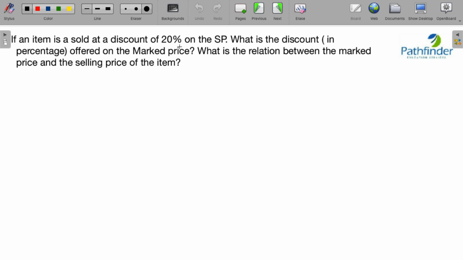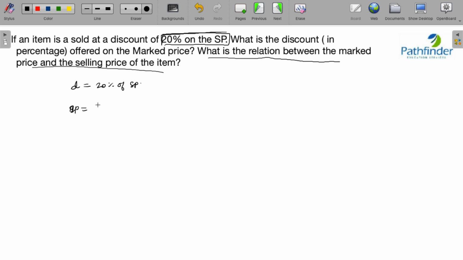Let's solve another question. If an item is sold at a discount of 20% on the selling price, now things have changed. What is the discount in percentage offered on the marked price? And what is the relation between marked price and selling price of the item? So the first thing we need to try out in this question is identifying the relation between marked price and selling price. Now you're told that discount is 20% of the selling price. It is given in the question. Usually discount is on the marked price, but here the discount percentage is on selling price. So we calculate 20% of SP.